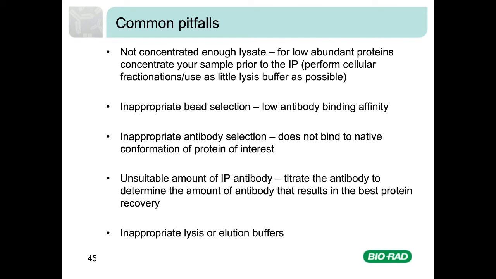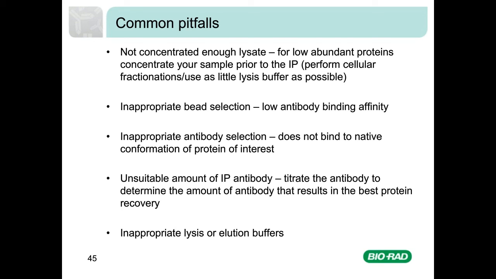Well, one of the most common pitfalls is not enriching your sample enough prior to performing the IP. In order to enrich your sample, you could perform cellular fractionation or increase your lysate concentration by reducing the amount of lysis buffer. For instance, prior to performing the IP, you could consult the literature to determine how abundant your target protein is and whether it's located in a particular cellular fraction. This would enable you to establish whether enrichment via fractionation may be necessary. Please bear in mind that the best way of fractionating cells may depend on the type of cells being used and the type of interaction you're trying to detect.